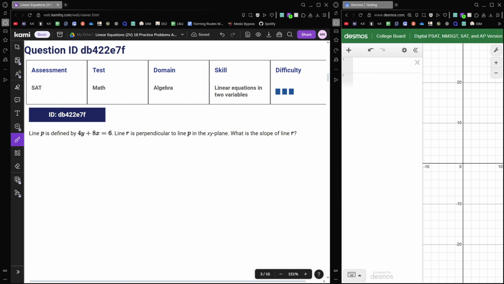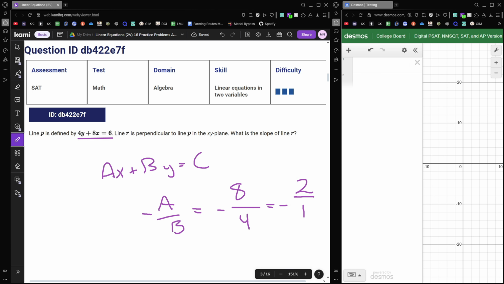First up, let's find the slope of line P. Now there's a shortcut to do this. When a line is in standard form, which is ax plus by equals c, the slope is going to be -a over b. So the number in front of the x divided by the number in front of the y. So we look at our equation up here. The number in front of the x, or a, is going to be 8. And the number in front of the y is 4. Now that could simplify down to -2/1.